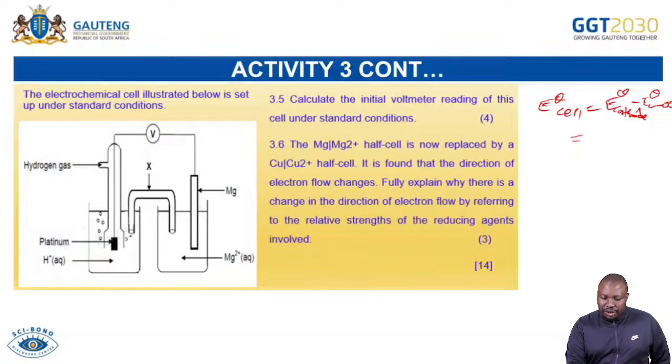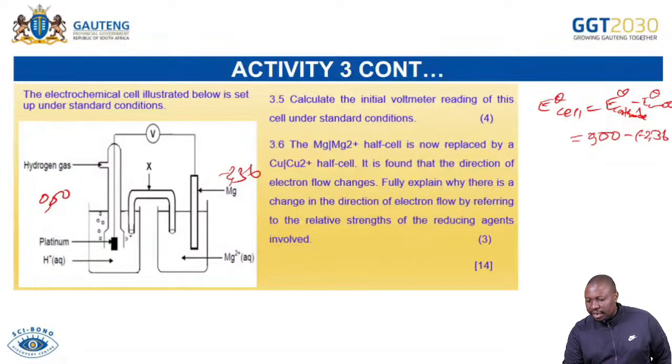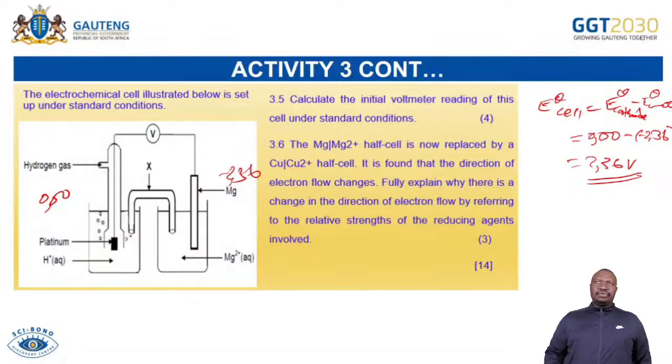You will see that hydrogen has 0,00 on the table. Magnesium has negative 2,36 if my memory serves me well. So you are able to see that the one that is a bigger number is your cathode, then minus 2,36 is your anode, and you are able to say the EMF will be 2,36 volts, and you get 4 marks for doing that. So ensure that you are able to do that.